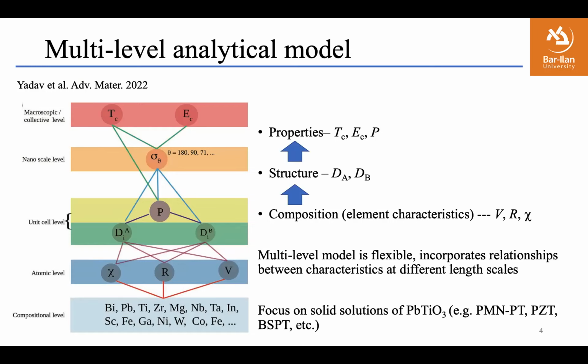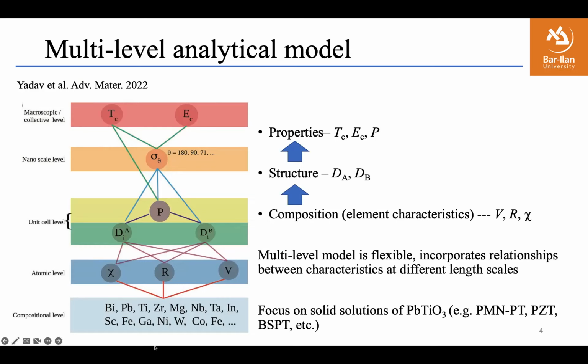Okay, and that gives us the polarization. And from polarization, which is a unit cell level property, we go to something on the nanoscale level, which is the domain walls, which are, first of all, very interesting in themselves, and also crucial for understanding the next level. And the ultimate level, perhaps, from a property standpoint, which is the transition temperature and the coercive field of our solid solution.